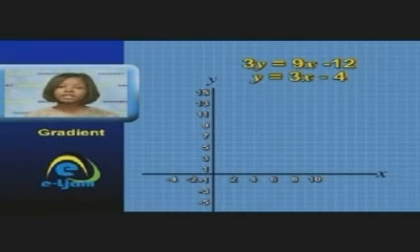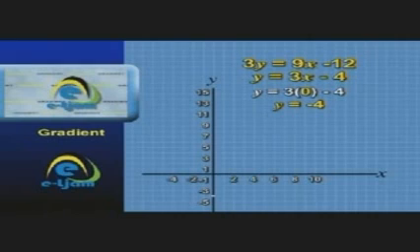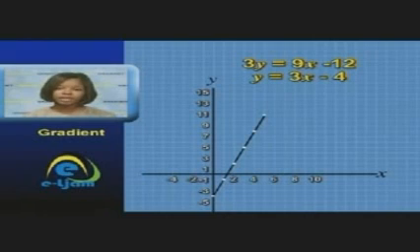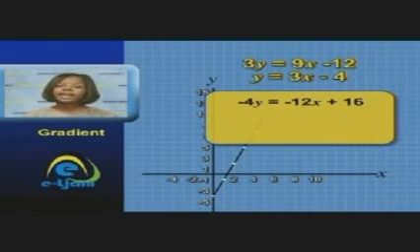So again, we select values of x and substitute to give us the coordinates to draw the straight line. So we see that 3y equals 9x minus 12 is the same as y equals 3x minus 4. Could you think of another equation equal to this? How about negative 4y equals negative 12x plus 16?